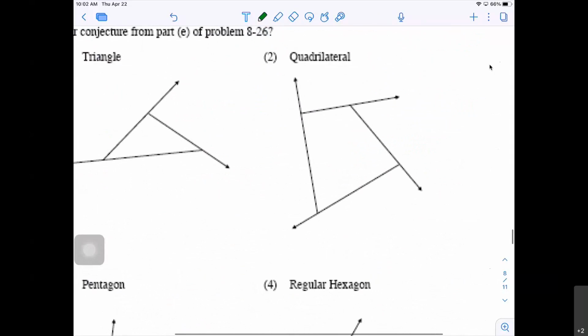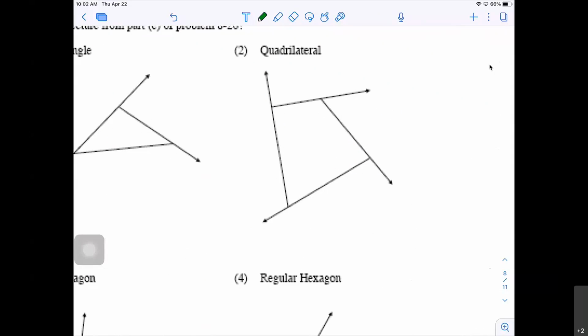What if it wasn't a regular polygon? We said 360 degrees. What if it's not a regular? Like, take a look at the quadrilateral. That is not a regular quadrilateral. That is not a square. You think it still holds? You think we're still going to end up with 360? Yep. Okay, let's find out.